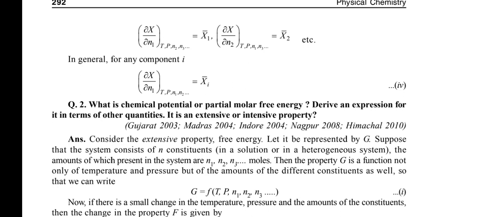Suppose that the system consists of n constituents in a solution or in a heterogeneous system, the amounts of which present in the system are n1, n2, n3 moles. Then the property G is a function not only of temperature and pressure but of the amount of different constituents as well, so that we can write G equal to f of T, P, n1, n2, n3.